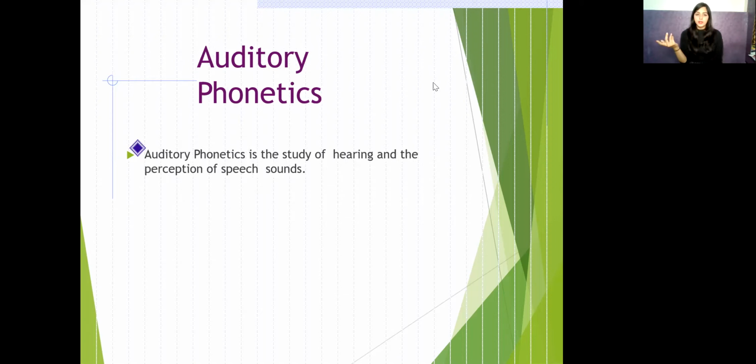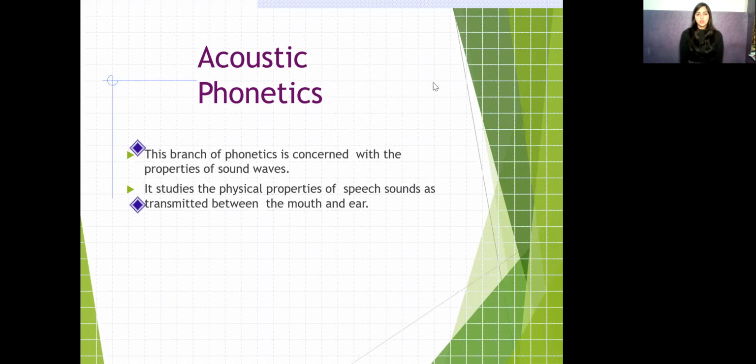Now, auditory phonetics. It is a study of hearing and the perception of speech sound. So we should know what is about speech sound.